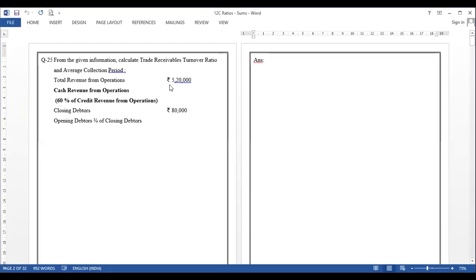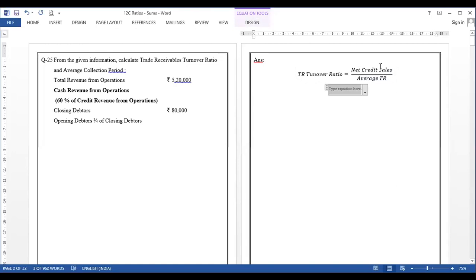Fine. From the given information, calculate trade receivables turnover ratio and average collection period as well. Okay, so let us start writing the formula first of all. Trade receivables turnover ratio. The formula is net credit revenue from operations upon average trade receivables. Okay. Now let us read the question.